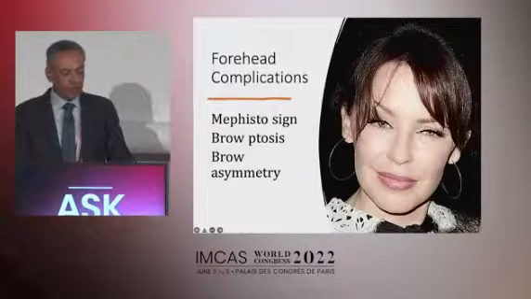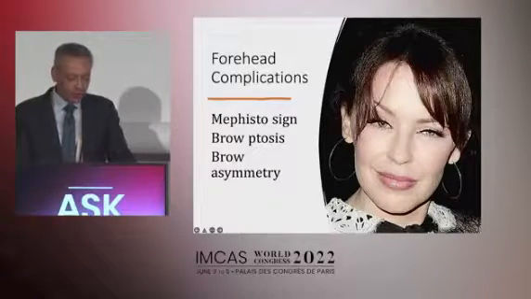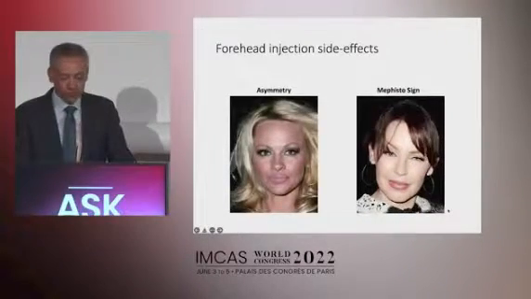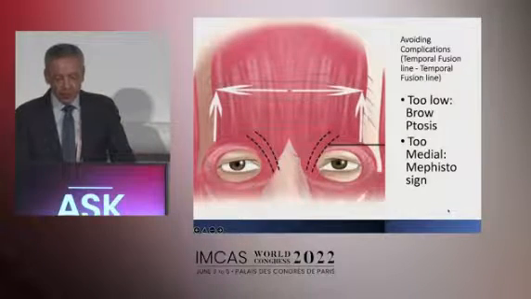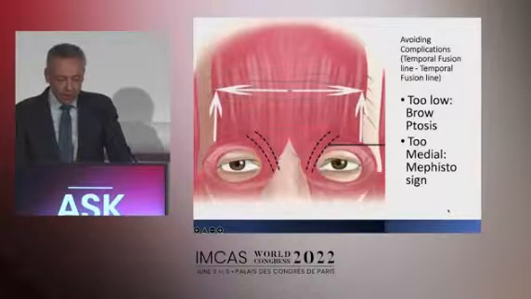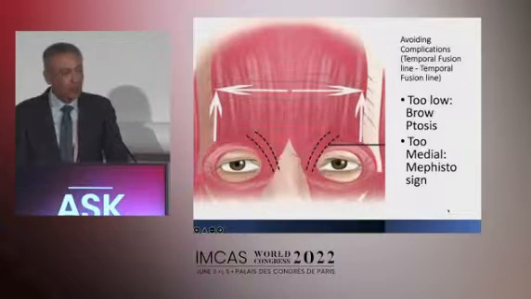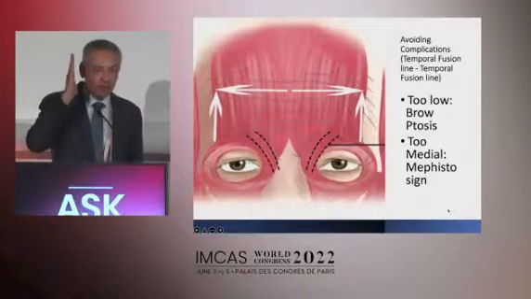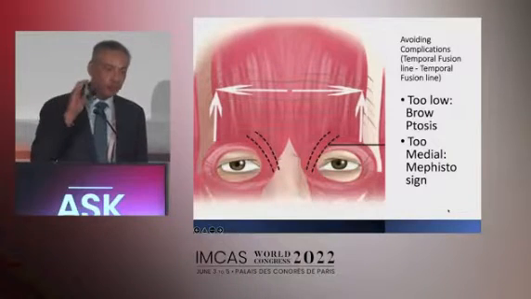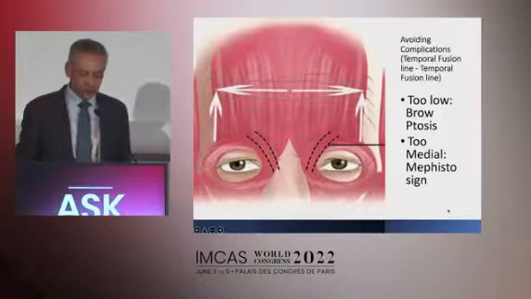The forehead complications are mainly asymmetry, like the Mephisto sign or the elevation of the lateral eyebrows, brow ptosis or brow asymmetry, and celebrities are not immune to such complications. So how can we avoid such pitfalls? If we inject too low, as mentioned before, then we get the lower frontalis elevating the eyebrows and we get eyebrow ptosis. And if we inject too medial, leaving the lateral part of the frontalis muscle, it would compensate and contract to lift the lateral eyebrow, and we get the Mephisto sign.